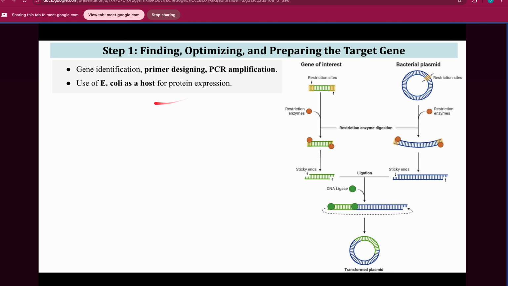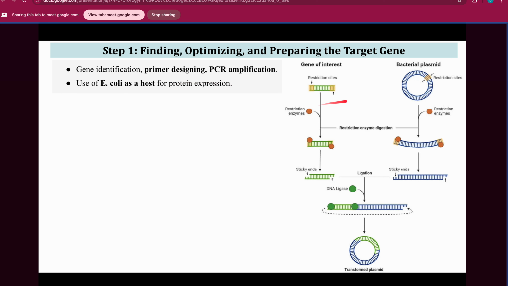This plasmid will be entered into E. coli. Now this plasmid will divide as the E. coli divides. As we know, E. coli has a faster doubling rate. That's why we use E. coli, so that it can generate multiple copies of our gene of interest, because as it doubles, the number of plasmids also increases. So if we have the gene of interest inside the plasmid, then the chances of multiplying that gene of interest also increase.